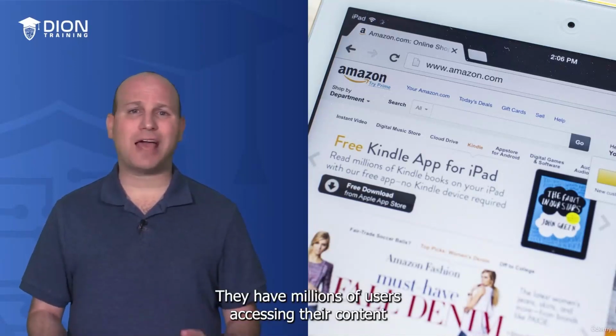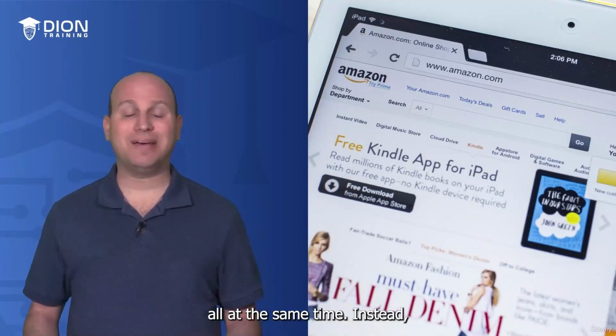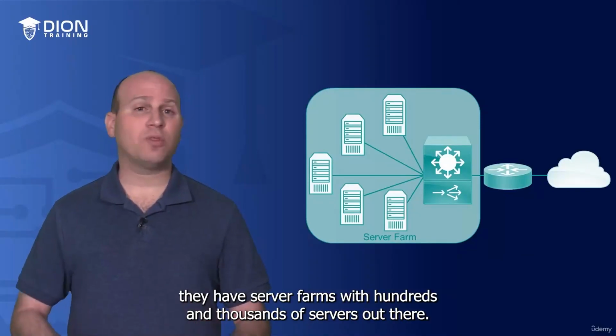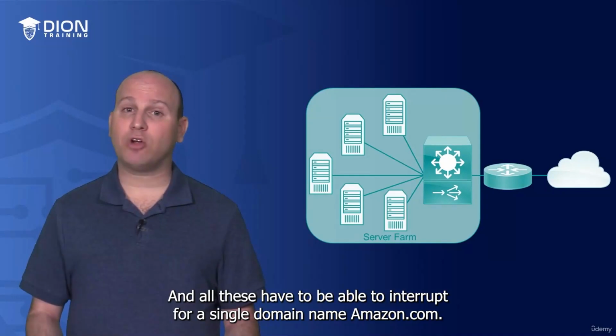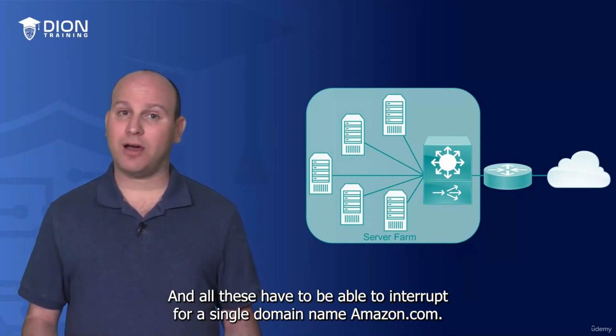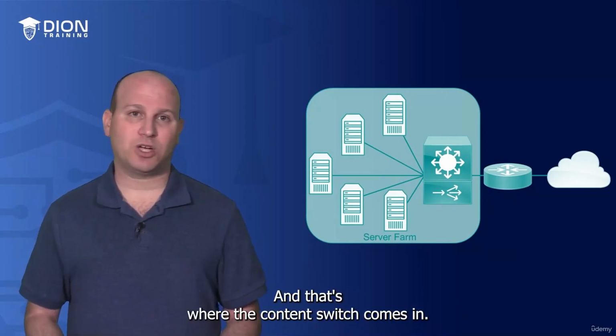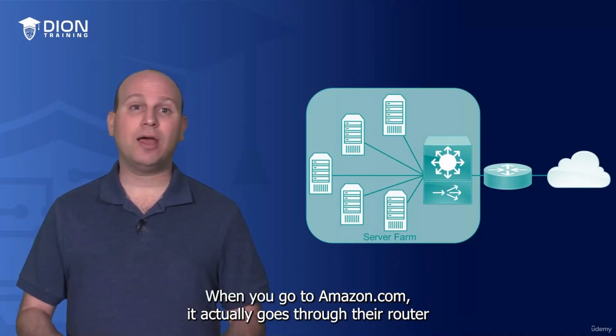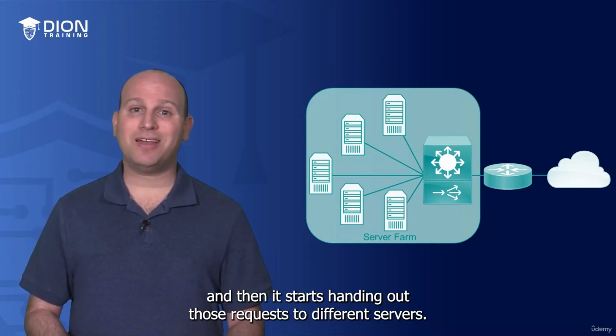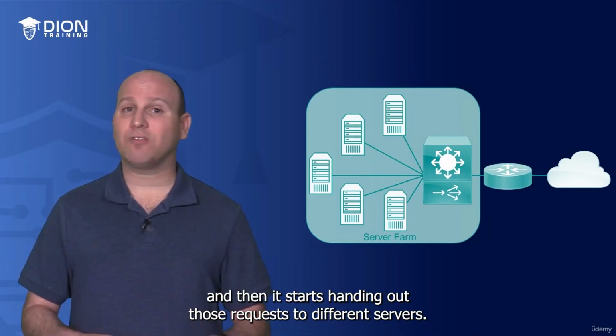They have millions of users accessing their content all at the same time. Instead, they have server farms with hundreds and thousands of servers out there. And all of these have to be able to answer up for a single domain name, Amazon.com. And that's where the content switch comes in. When you go to Amazon.com, it actually goes through their router and to their content switch. And then it starts handing out those requests to different servers.